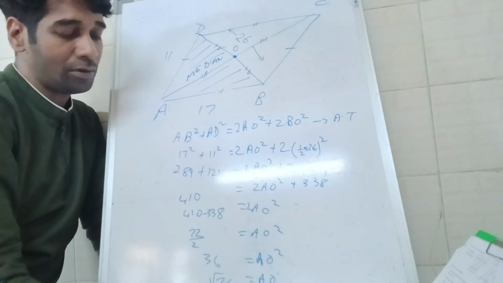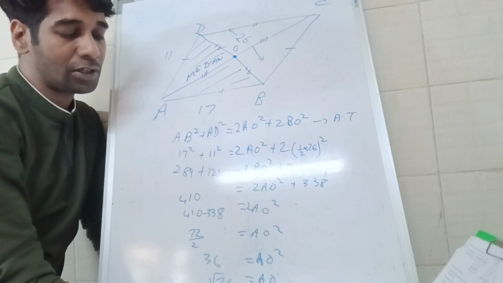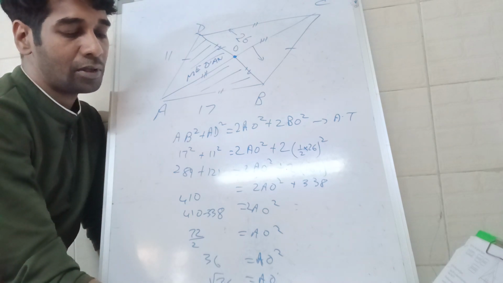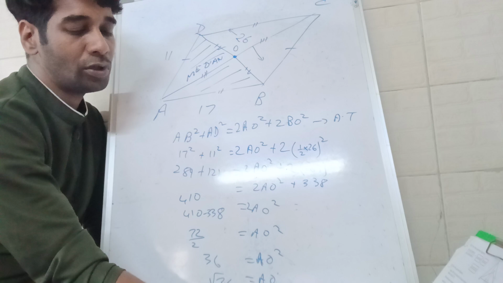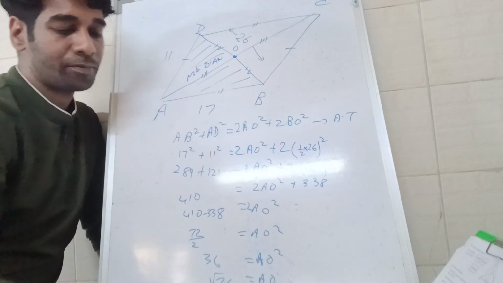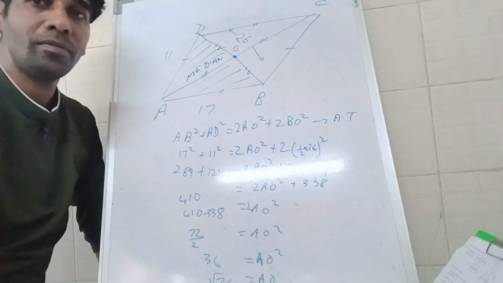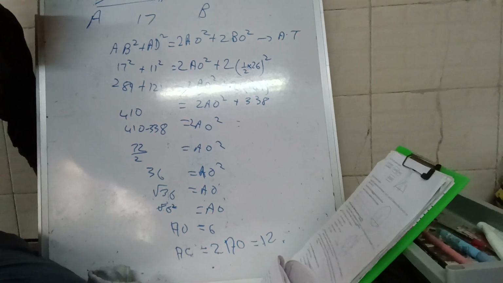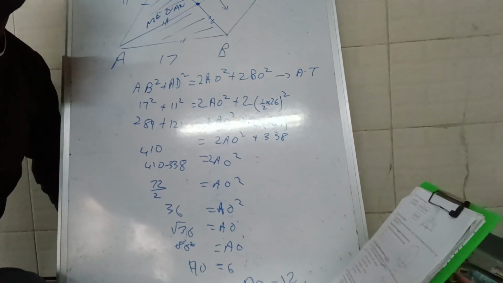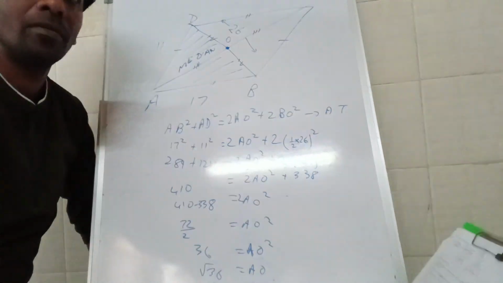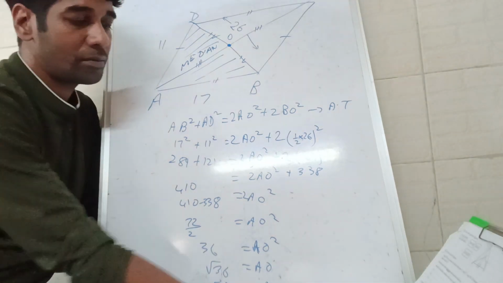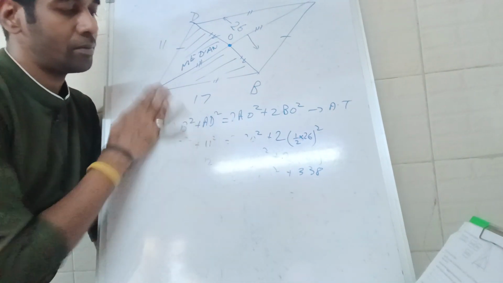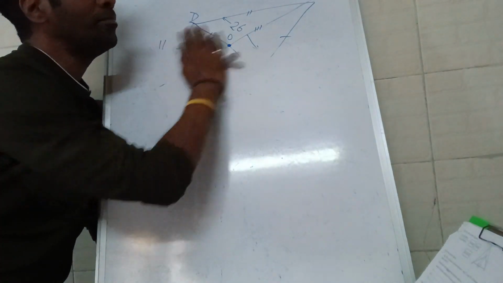Therefore AC will be twice of AO. AC is equal to what? Twice AO, which is equal to 12 centimeters. Next sum.